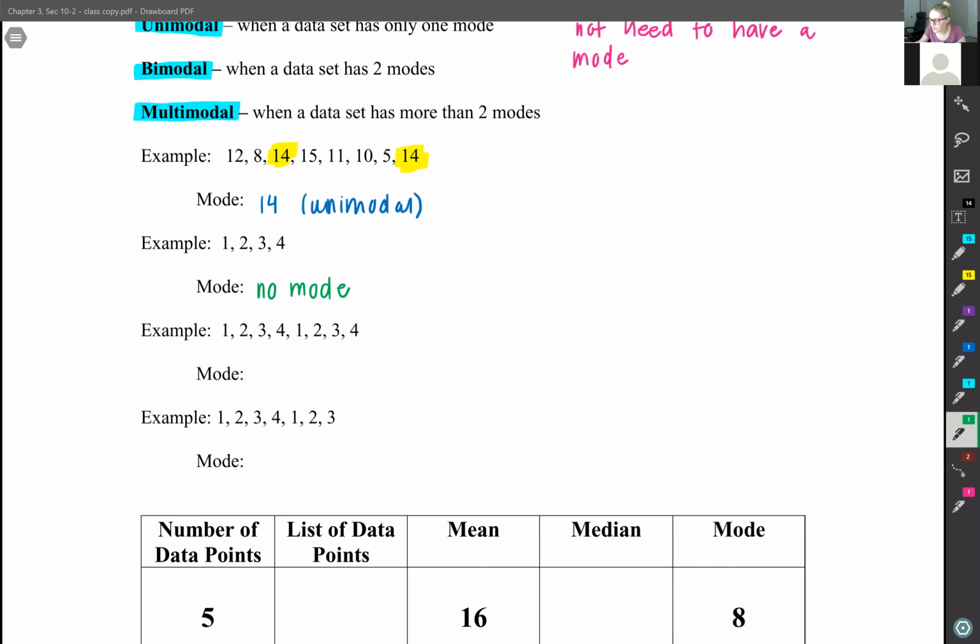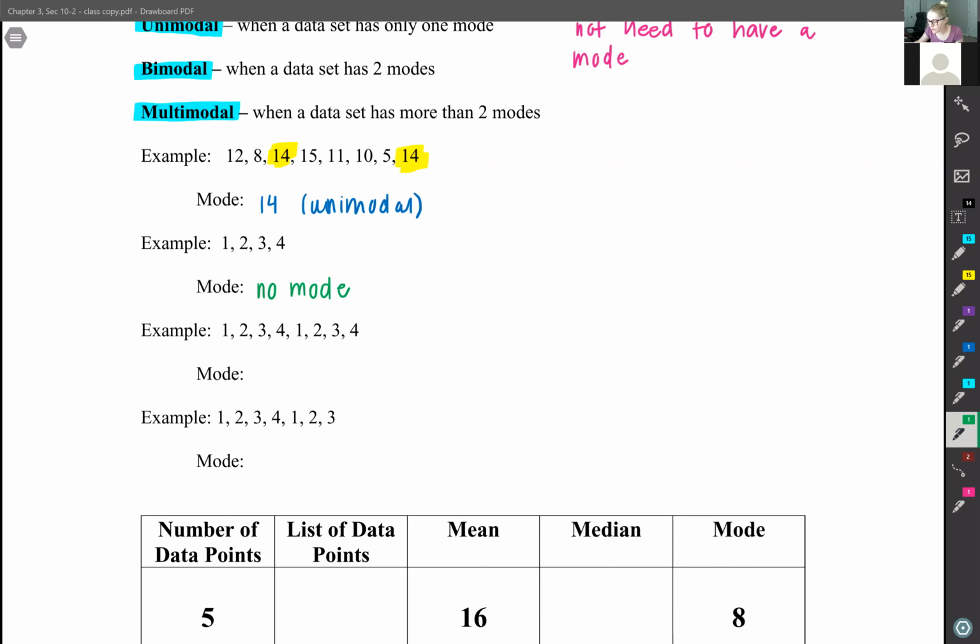The textbook just says when no data value occurs more than once, the data set is said to have no mode. So if nothing occurs more than once, it's just no mode. But that is a really good question. I don't know why the statistics world decided that if everything occurs once, there's no mode versus they're all the mode. I wish I had a better explanation for you, but I'm glad you brought up that point. I'll write that down really quick so we all have that.